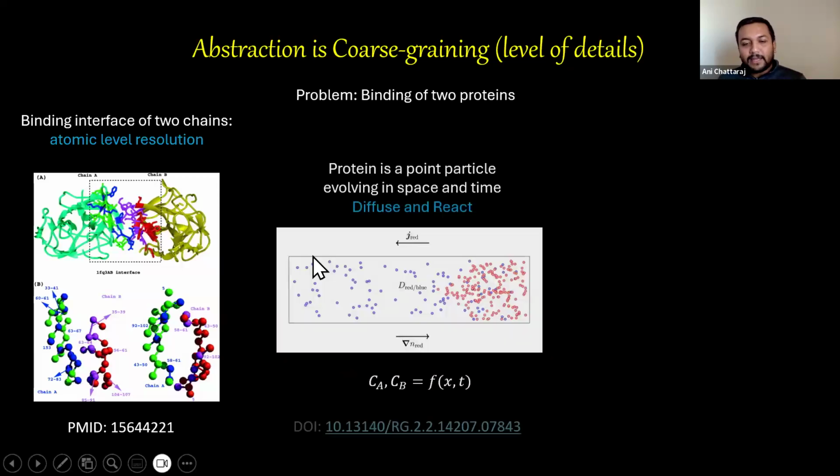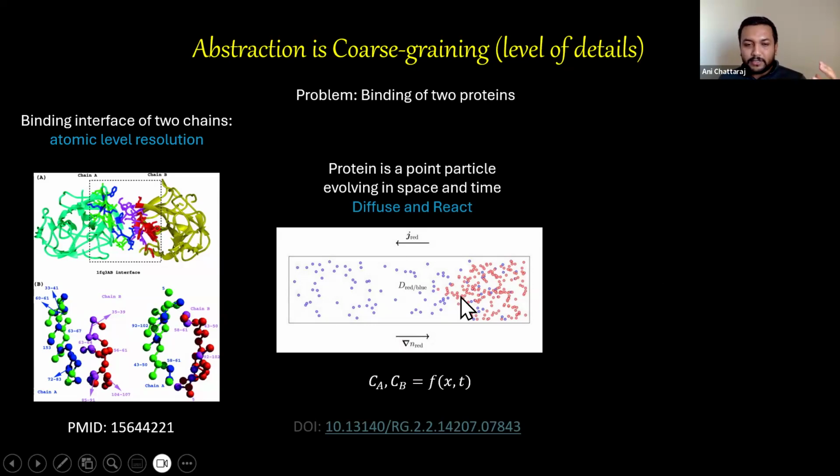Now, if you're dealing with another kind of problem, let's say two proteins, a blue protein and a red protein, diffusing in three-dimensional space, and once they find one another, they will react. If we're dealing with this kind of scale or resolution, then we would model something like a reaction diffusion model, what Les just described a few minutes back.